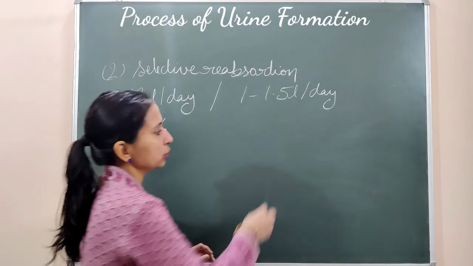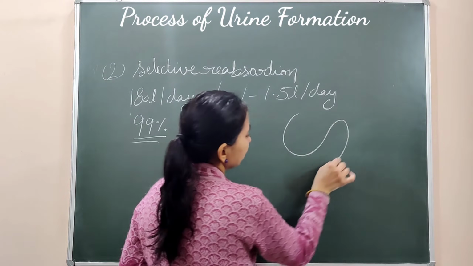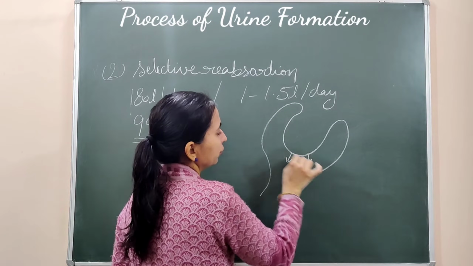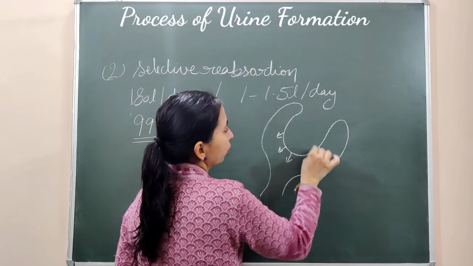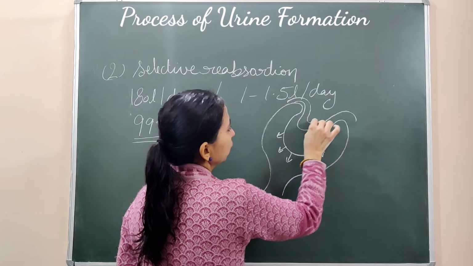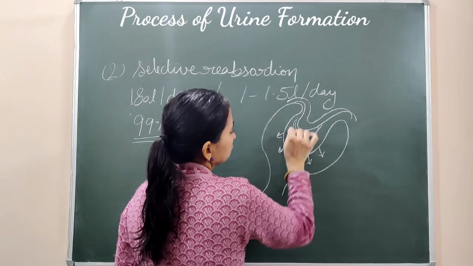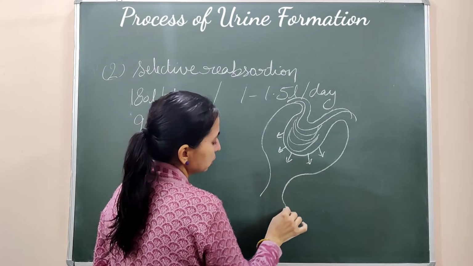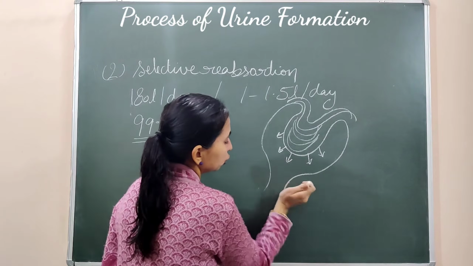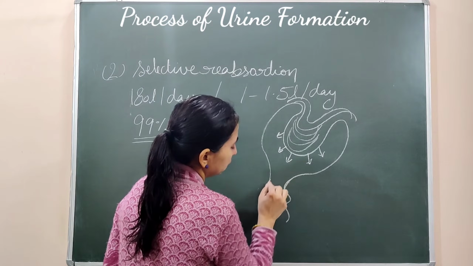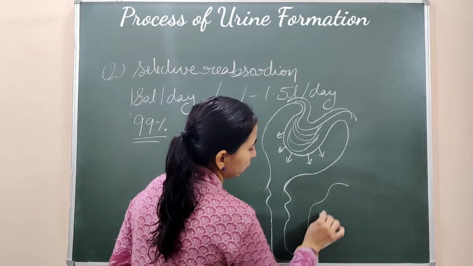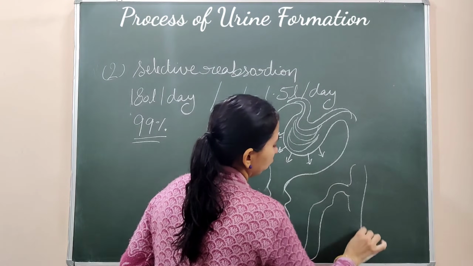As the glomerular filtrate is formed in the Bowman's capsule due to ultrafiltration, it comes into the lumen of Bowman's capsule, and then it will pass through the next part of the nephron, that is the renal tubule. It passes through the PCT, then the loop of Henle, then the DCT, and finally through the collecting duct.